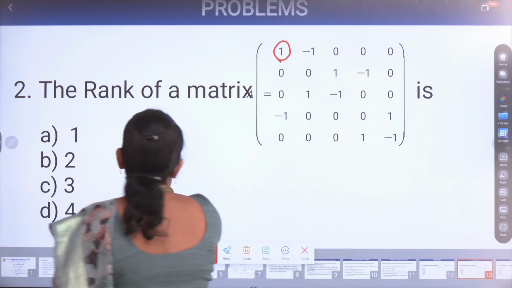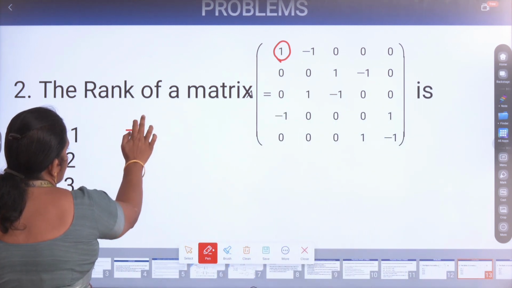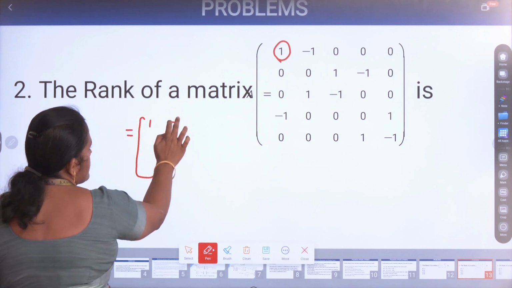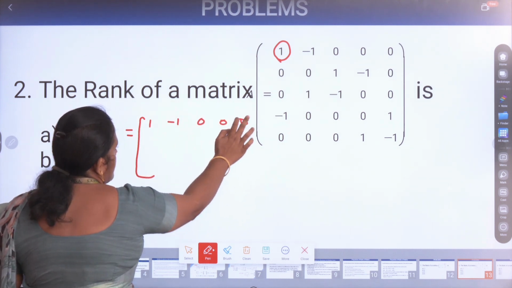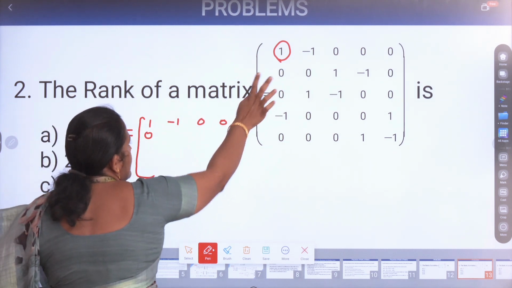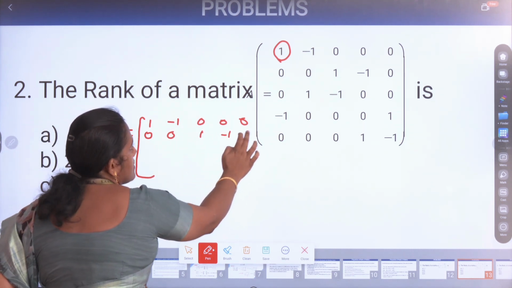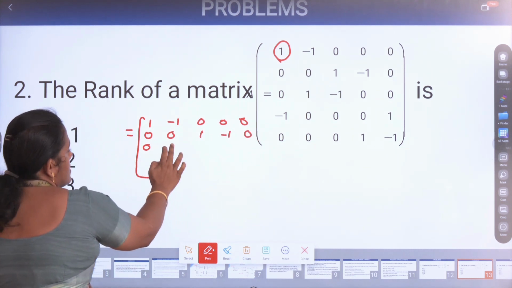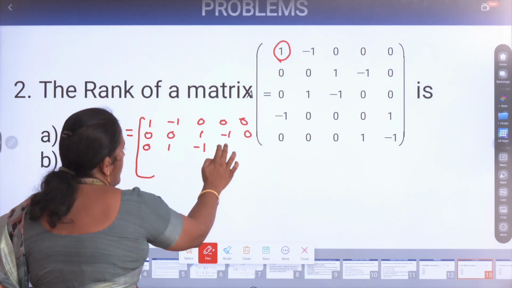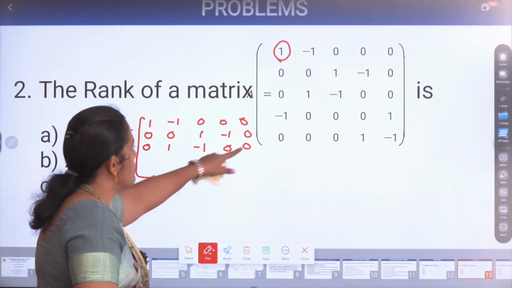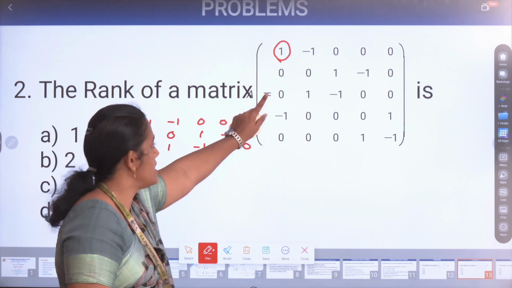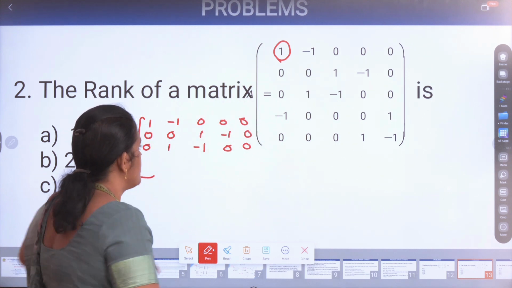So this can be written as, in the first row there are no changes. In the second row, the second pivot element is already 0, no need to simplify that. In the third row the pivot element is 0. See the fourth one, this is minus 1, so this can be reduced to 0.